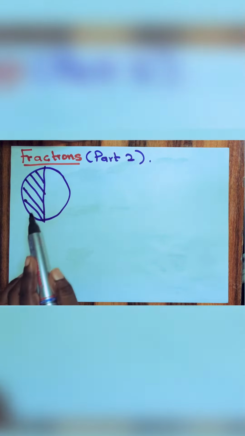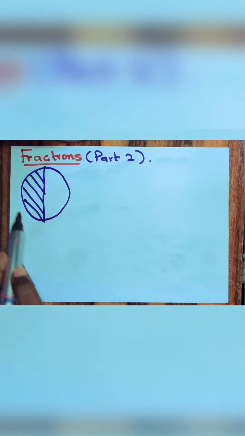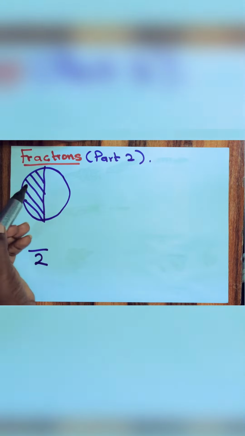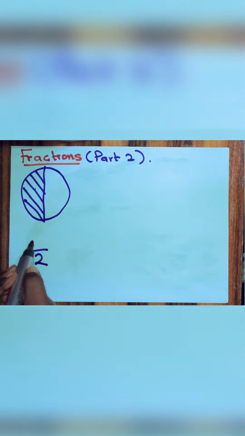Well, I took the whole and I divided it into two. So I write 2 for the denominator. And then I ate one of those pieces. So I ate one out of the two pieces.